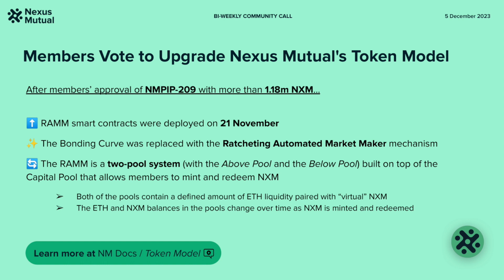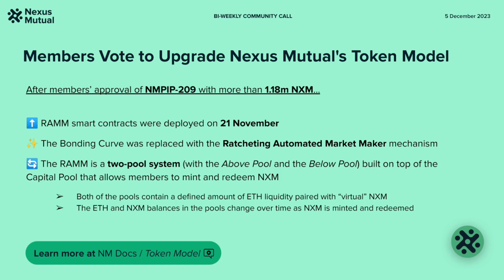For those of you who aren't familiar with what the RAM is, the RAM is made up of two virtual one-sided Uniswap V2 pools, and those pools determine the price at which the mutual is willing to buy and sell NXM in value accretive ranges for the mutual. This is also complemented by a price ratchet that enables price discovery.